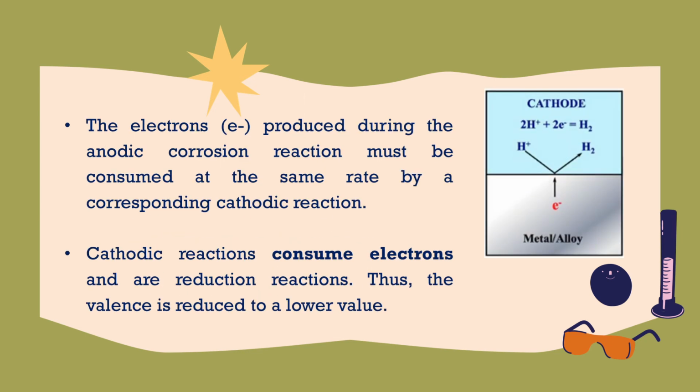The electrons produced during the anodic corrosion reaction must be consumed at the same rate by a corresponding cathodic reaction. Cathodic reactions consume electrons and are reduction reactions. Thus, the valence is reduced to a lower value. From the image representation at the right side, we can imply that, as the metal or alloy consumes electrons, the electrons will flow to the metal or alloy, gained by hydrogen and water, to form hydrogen gas at the cathode.